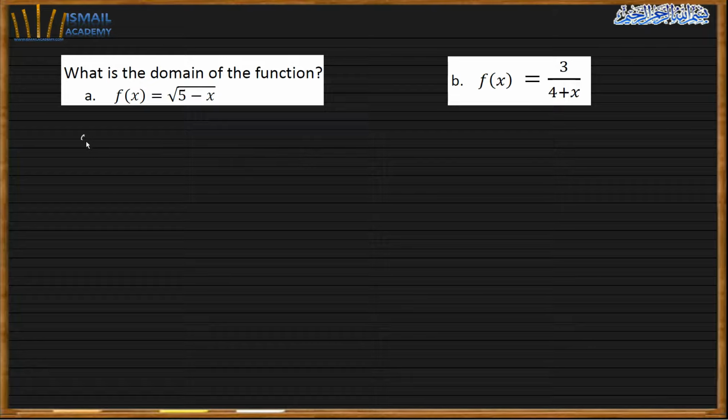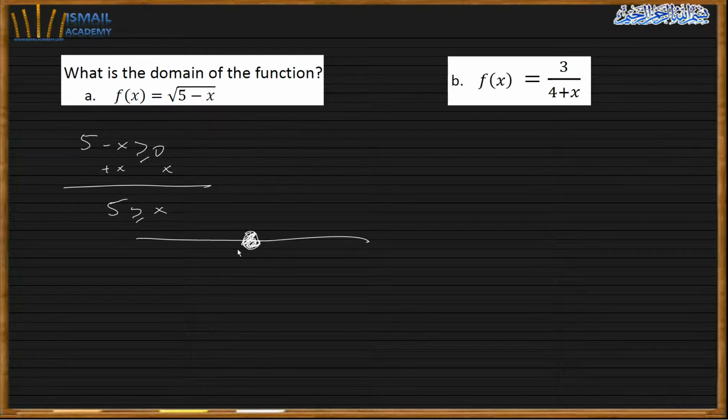So here I will make 5 minus x greater than 0, so add x to both sides. So 5 is greater than x, which means, in a number line... So this is not true. Don't do this on the test because they don't like number line.